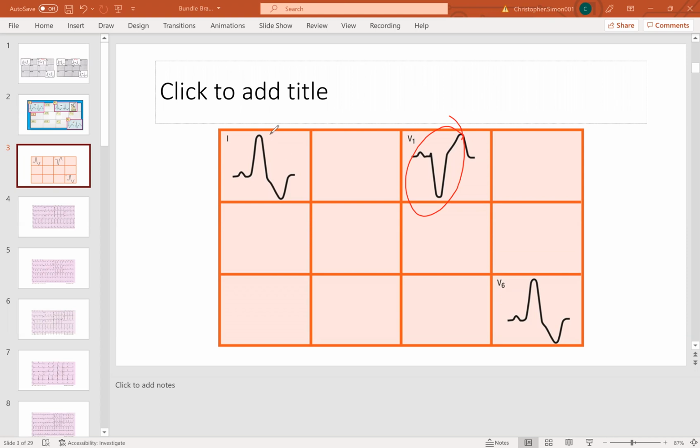So notice then in lead one and in V6, what do we have? All we have is an R wave. We don't have a Q wave. We don't have a Q wave, okay? So that's part of the criteria for a left bundle branch block, all right?